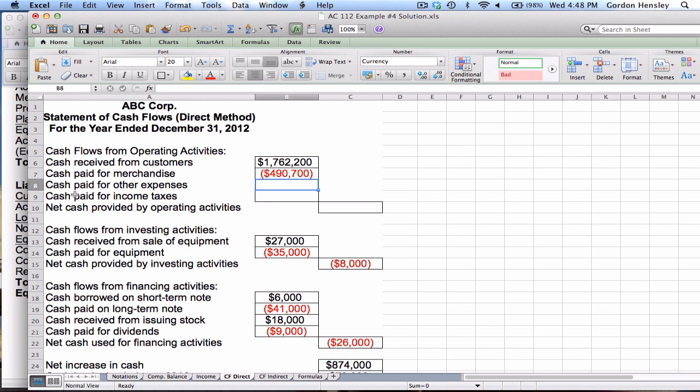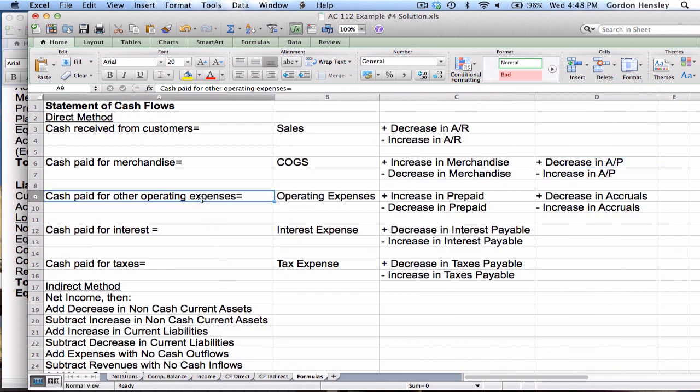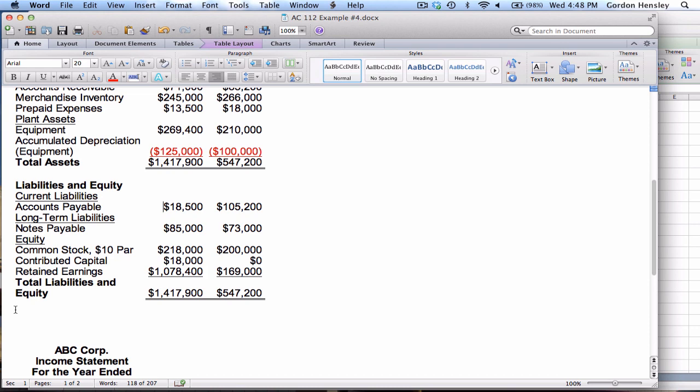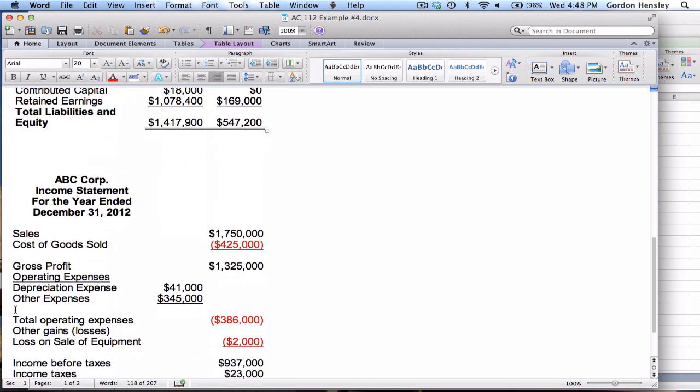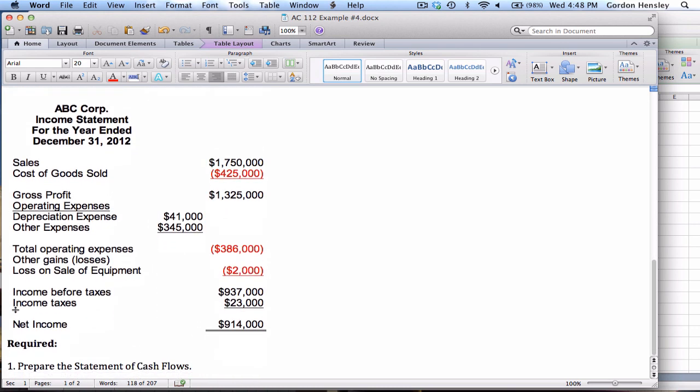Now the next item, cash paid for other expenses. Well, we've got a formula for that. You have the operating expenses, which are like the other operating expenses. Then you've got to look at the prepaids and the accruals. So where are our other operating expenses? Well, we look for our other expenses. Those are going to be on our income statement under operating expenses.